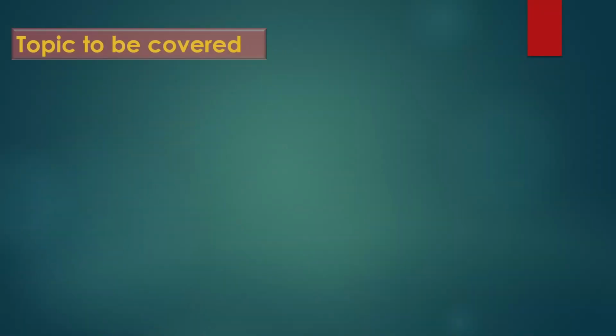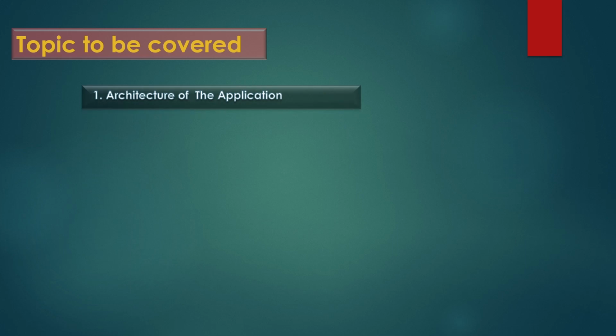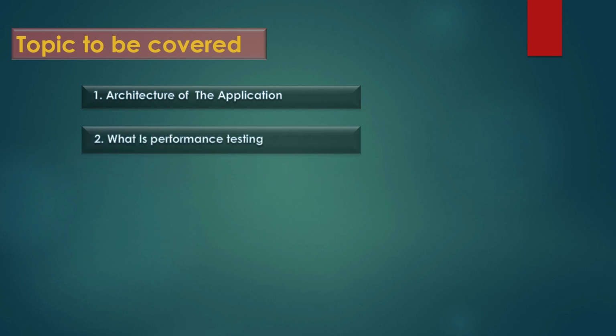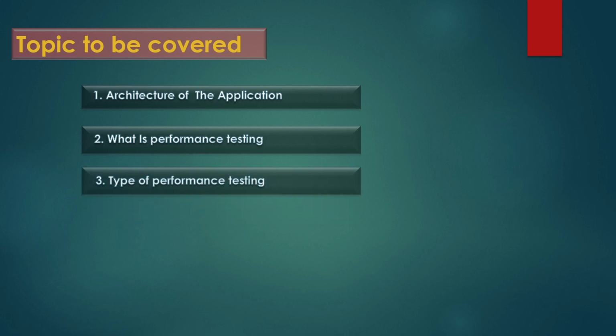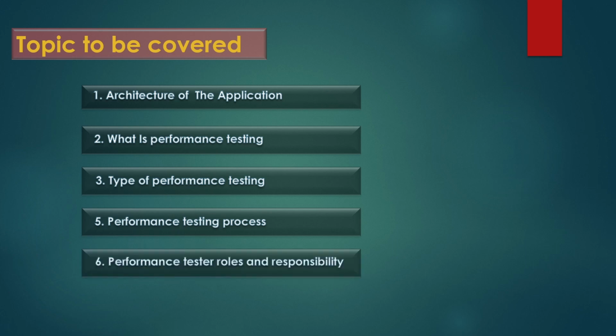The topics to be covered in this video are: let's look first at the basics a performance tester must know as a beginner, the architecture of the application and how it works. Once we are done with that, let's move on to discuss what is performance testing. Then we will look at the types of performance testing, and see how different types of performance tests help to boost the application performance. Post that, we are going to see the performance testing process. Finally, we are going to see performance tester roles and responsibilities. It's time to get started without further ado.